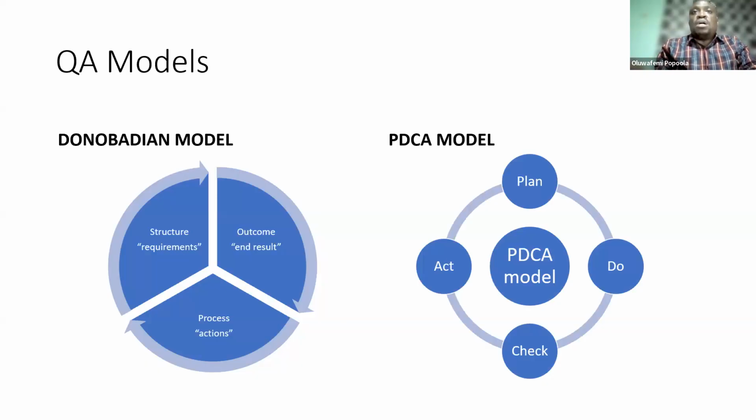A more modern one is probably the PDCA model, which is plan, do, check, and then act again. And if you can imagine how you go from planning to doing to checking to acting and then going back to planning, this is a cycle of how we generate continuous quality improvement within our clinical processes.